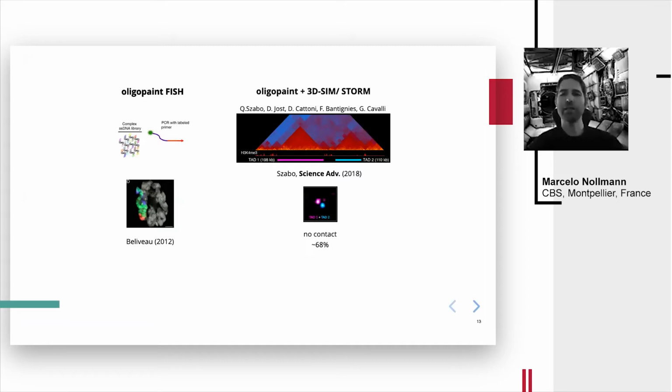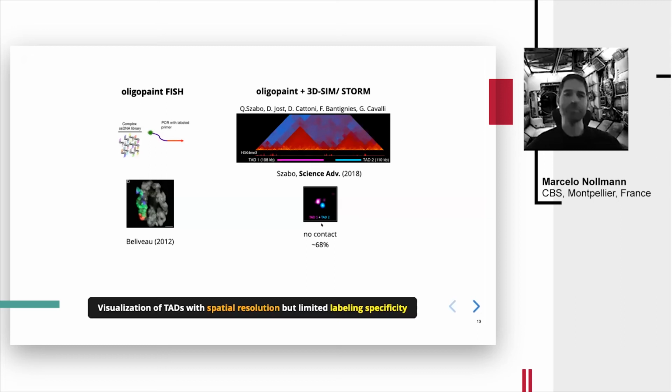When you visualize this using super-resolution microscopy, in this case 3D-SIM, what you observe is 2 different volumes. The increase in resolution allows us to visualize these 2 volumes separately, and the specificity provided by the Oligopaint FISH allows us to now know that this purple one corresponds to TAD 1, and the cyan one corresponds to TAD 2. Right? The main biological result here was that these 2 volumes or 2 domains appear segregated in most of the cells. And so this technology, of course, now allows us to maintain spatial resolution and gives us specificity of labeling.